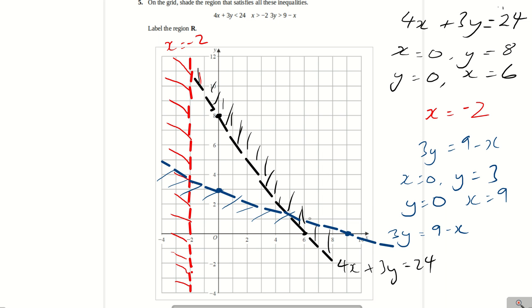And what we're left with is the region where all the three inequalities are satisfied, which is going to be this area here in the middle, R.